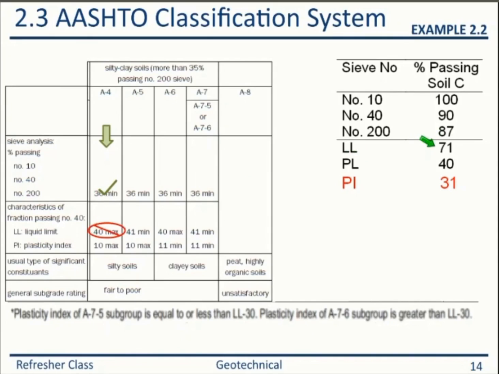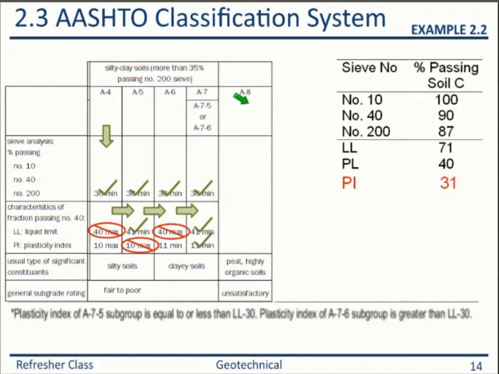So move to the other side, and that's again correct. If you move here, liquid limit should be 41 minimum. Liquid limit 71, so that is correct. If you come down, plasticity index should be maximum 10. Your plasticity index is 31. Not correct. So you move here, right? Then all of these will be checked. It means without doubt your soil is A-7.